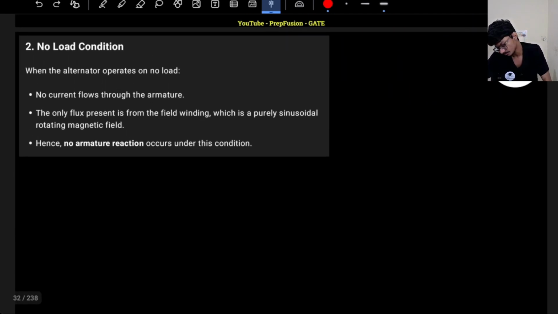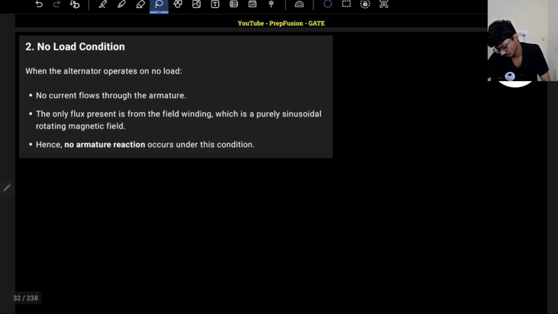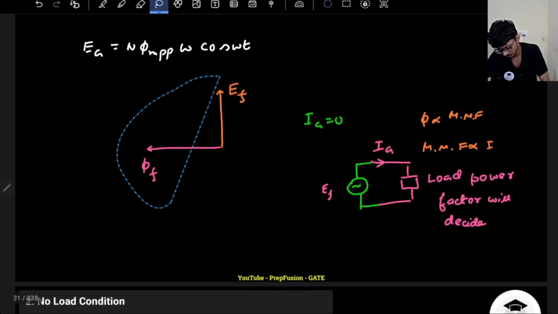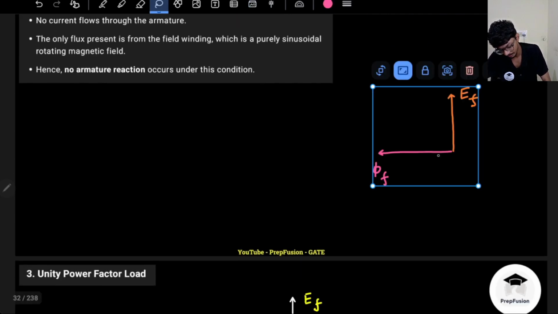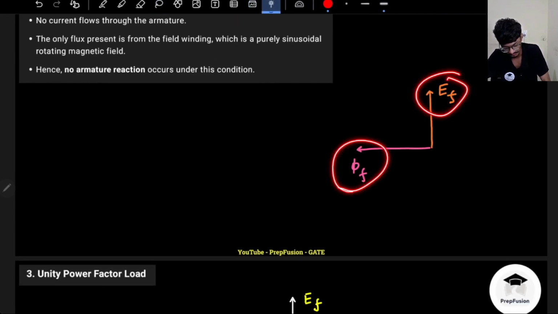When the armature operates in no load, no current flows. The only flux present is in the field winding, which is purely sinusoidal, a rotating magnetic field. Hence, no armature reaction occurs. So basically the resultant EMF is this only, and the resultant flux is this only.